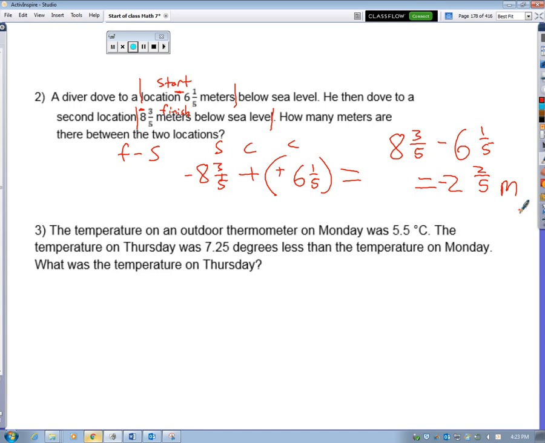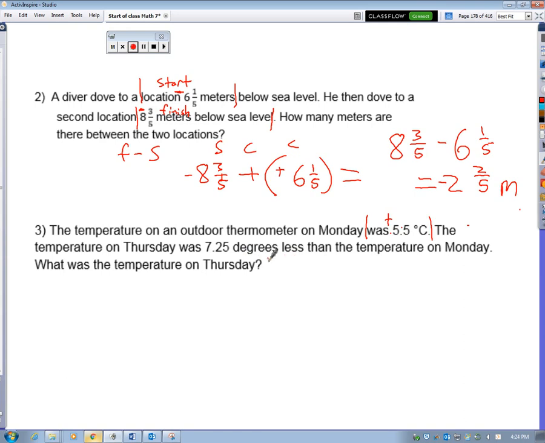Number 3, let's check it out. The temperature of an outdoor thermometer on Monday was 5.5 degrees Celsius. We're starting here because it's telling us exactly what the temperature was. 5.5 degrees, and it's positive. The temperature on Thursday was 7.25 degrees less than the temperature on Monday. This one, the wording changes a little bit. It says that it was less than the temperature Monday.